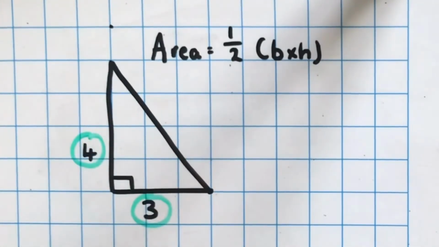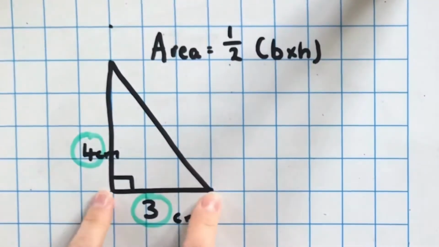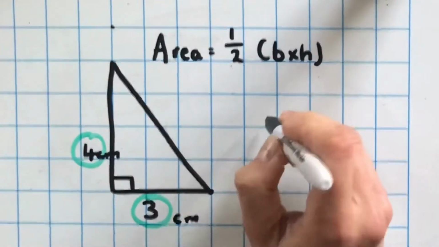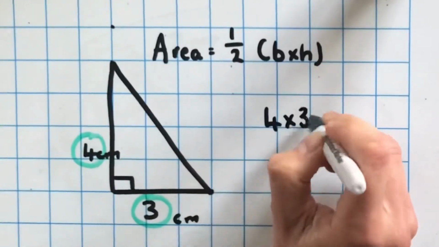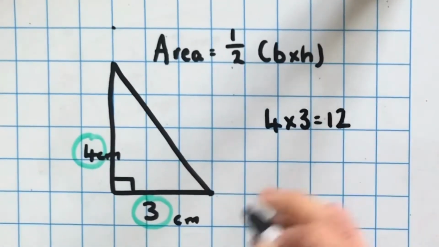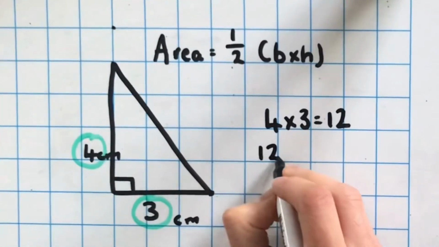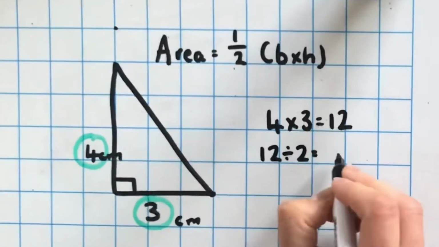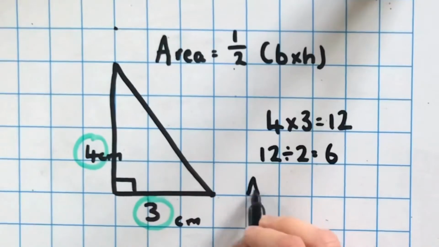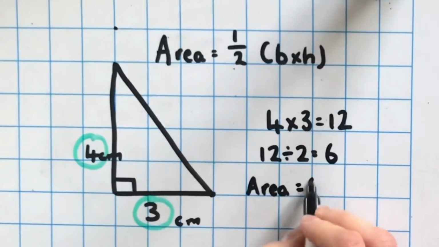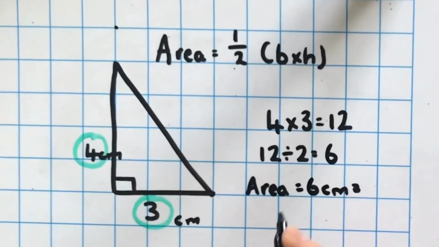For this example, they are going to be in centimetres. Okay, so half your base times height. So the first thing you do is multiply the base times the height. Okay, so that's 4 times 3, which gives you 12. Okay, your next step then to find the area is to divide that by 2. Okay, so 12 divided by 2 equals 6. So the area of that right angle triangle is 6 centimetres squared.